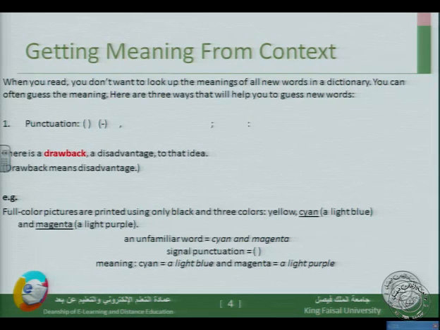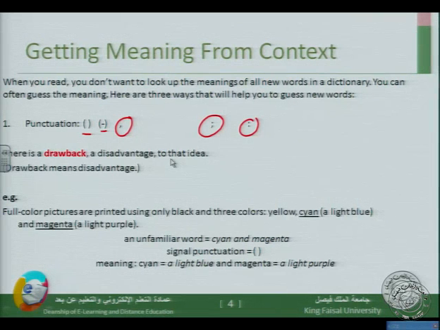So here we have some of the ways that will help you to guess the meaning of new words. First of all is punctuation. You know the punctuation marks, like parentheses, the hyphen, the dash, the comma, colon, and semicolon. Once you find these punctuation marks in a sentence, you need to look for the words around them.